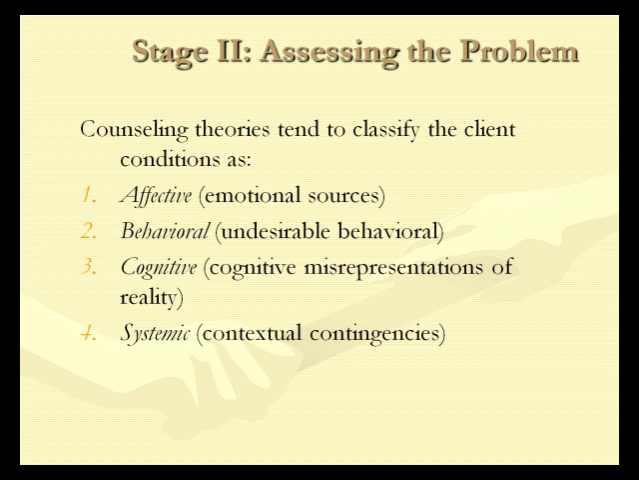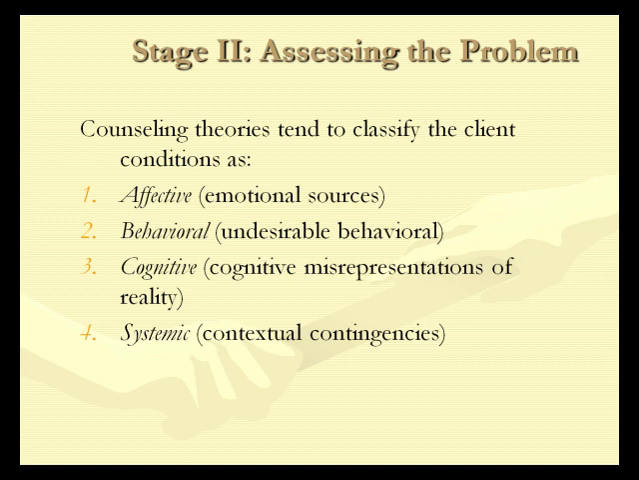Stage 2 involves assessing the problem. Counseling theories tend to classify the client's conditions as affective or emotionally based, behavioral or understanding the behaviors associated with the issues, cognitive, which represents the ways in which a client thinks. It also focuses on misrepresentations of reality that the clients may have. And fourth, it focuses on systemic kinds of issues, contextual kinds of contingencies.